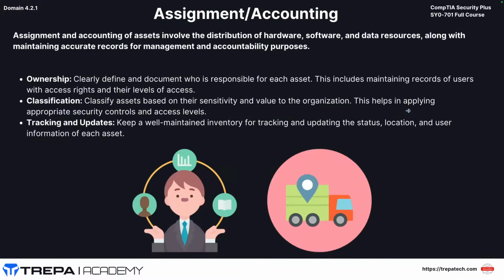Assignment and accounting. So assignment and accounting of assets involve the distribution of hardware, software, and data resources, along with maintaining accurate records. So now, who is the owner? Who's going to take ownership of this procurement process or whatever we order? Who's going to do the proper accounting? Who's going to properly classify it? And how do we classify our assets? How do we do the tracking of updates of our inventory?